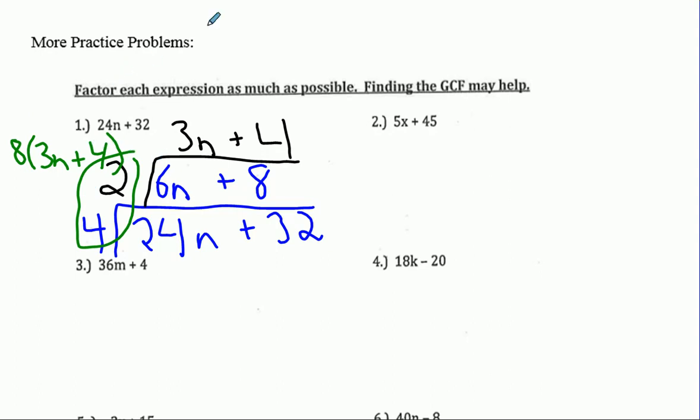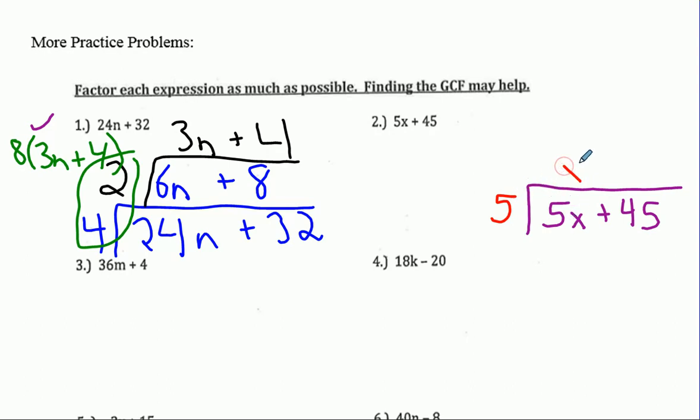Now to double check that I did it right, I would distribute it. 8 times 3n is 24n, that's right, and 8 times 4 is 32, so I did it right. Alright, the next one. Again, rewrite it as a division problem, a really tiny division problem. Both of these numbers end in 5, so 5 would be a good choice to divide them by. 5x divided by 5 just leaves 1x, or just x. And 45 divided by 5 leaves 9.